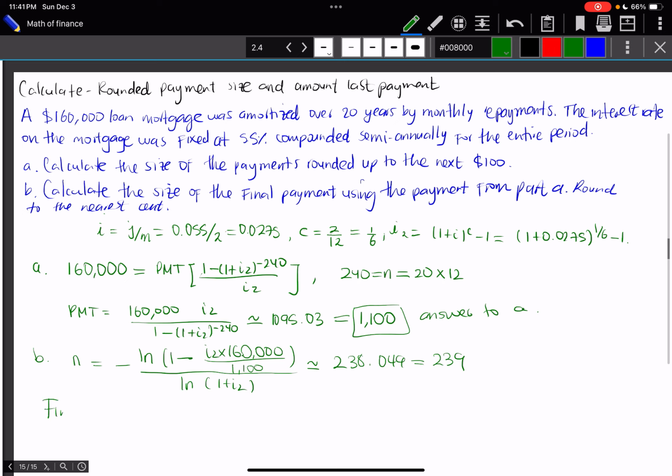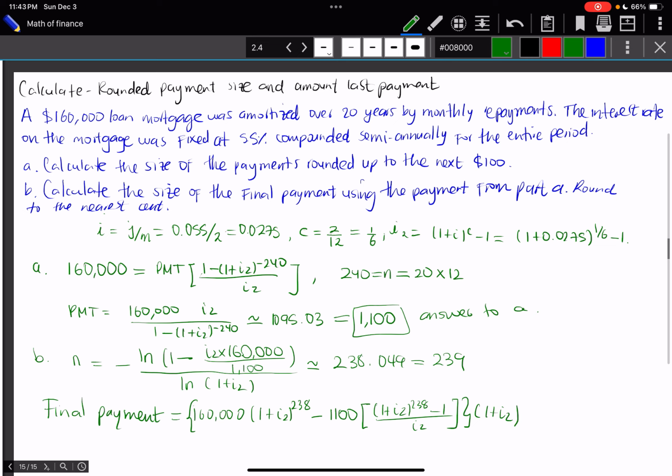So we need to make 239 payments to cover the $160,000 loan: 238 of which are $1,100, and the final payment we need to make comes from taking the future value of the $160,000 in 238 payments minus the future value of the annuity in 238 payments, and all this gets multiplied by 1 plus I2.